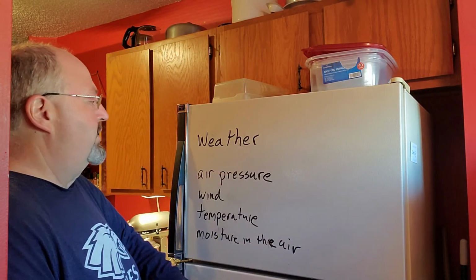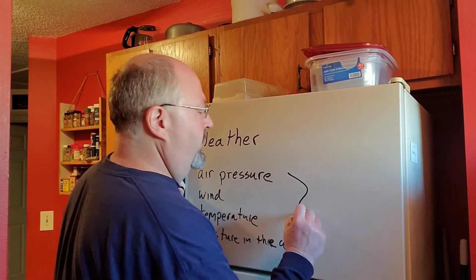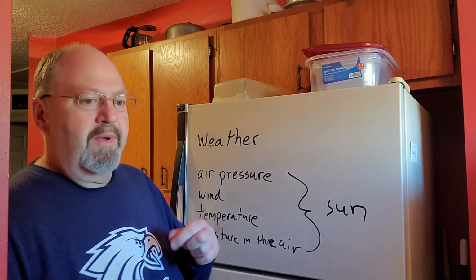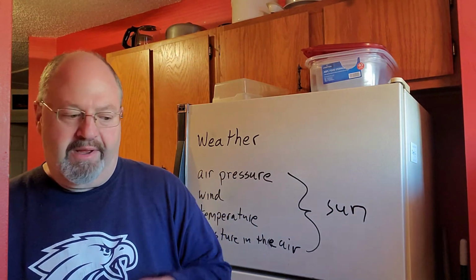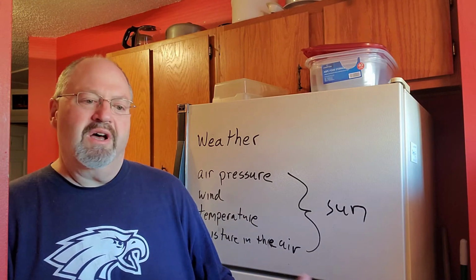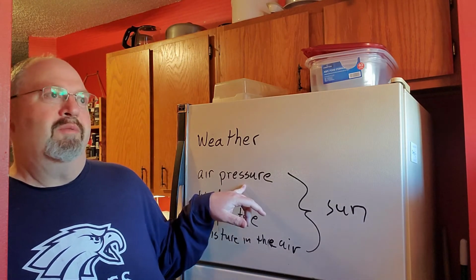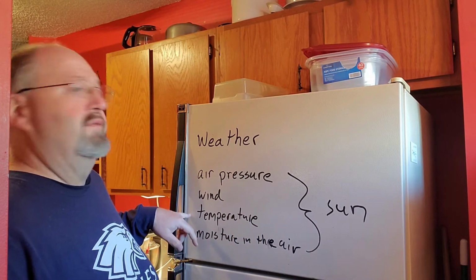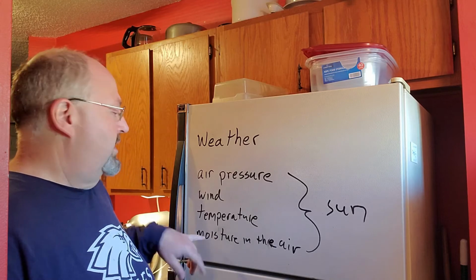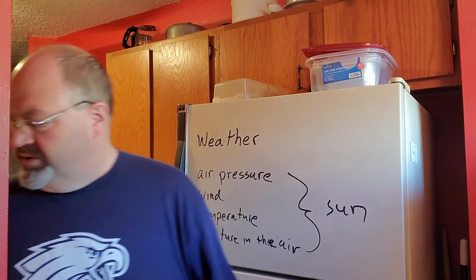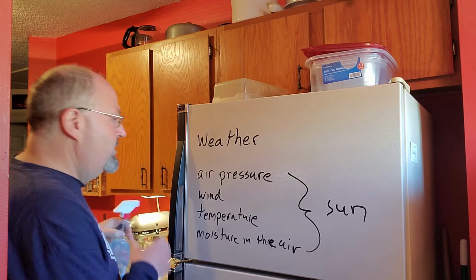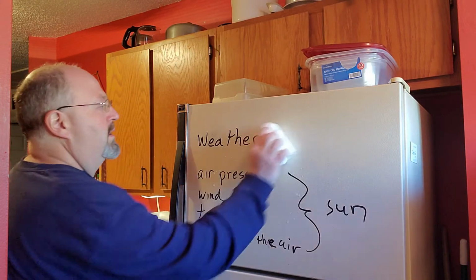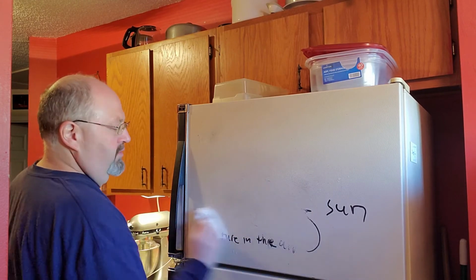Now, all of these are direct results of the energy that we get from the sun, how the sun heats our atmosphere, adds energy to our atmosphere. It creates air pressure, also creates winds, obviously creates the temperature, and also controls how much moisture there is in the air.